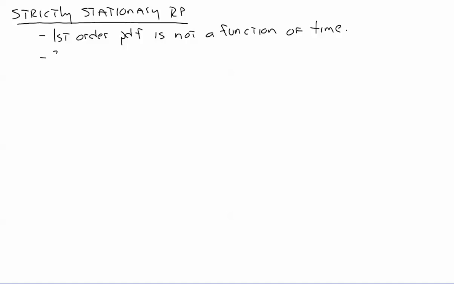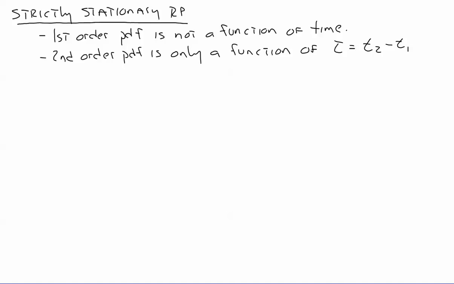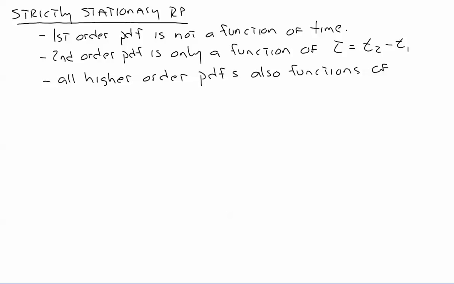The second order probability density function is only a function of a difference parameter, tau, which is T2 minus T1. All higher order probability density functions are also functions of only time difference parameters. Okay? All right.